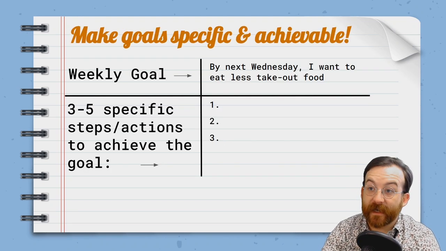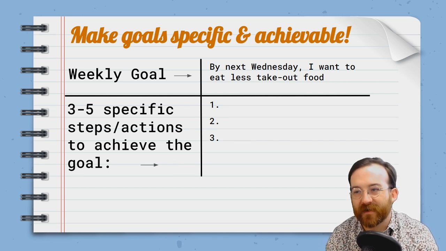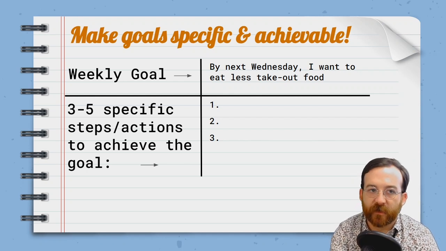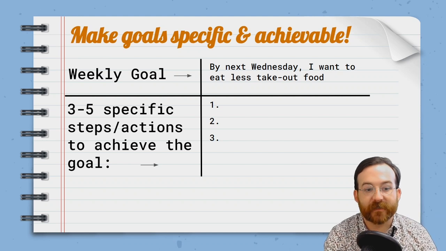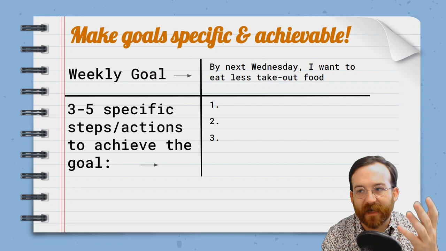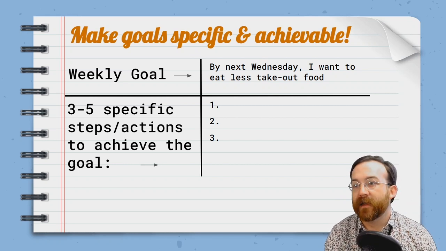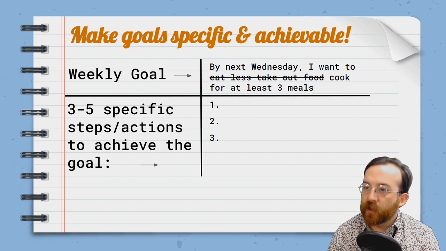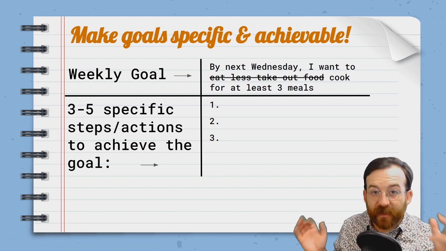By next Wednesday, remember it's a specific time frame, I want to eat less takeout food. Now, eating less takeout food is not really a specific enough goal, and it doesn't have anything that I actually have to do. In fact, it has things that I don't want to do, and that's not really a goal. Avoiding something sometimes can be a goal, but here I want to make it more actionable, something that I actually want to do. And so instead of eating less takeout food, I'm going to say I want to cook for at least 3 meals this week instead of eating takeout food, right? That's something I can actually do.